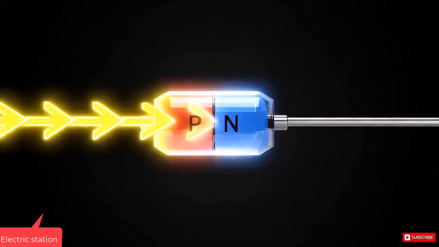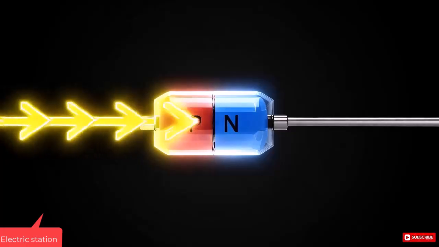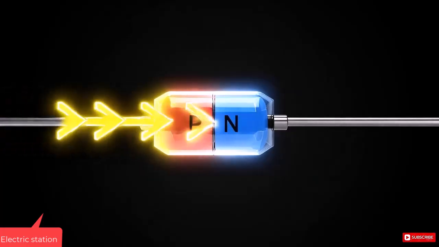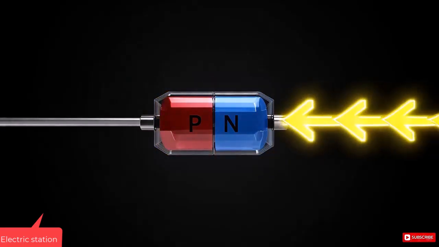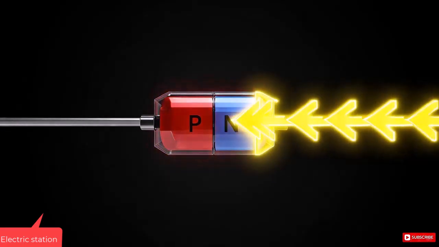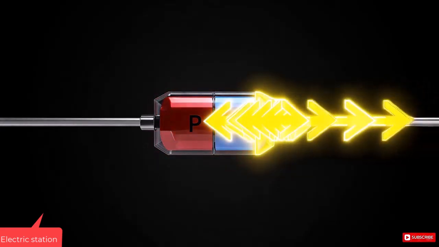A diode allows electricity to flow in only one direction. It acts like a one-way valve. An LED is a light-emitting diode. When electricity flows correctly, it produces light efficiently.